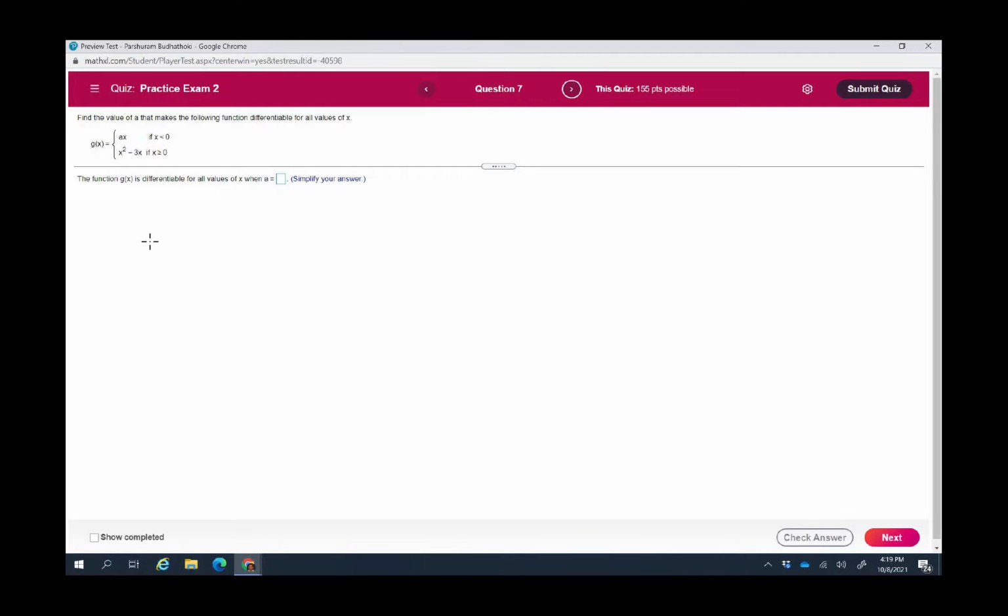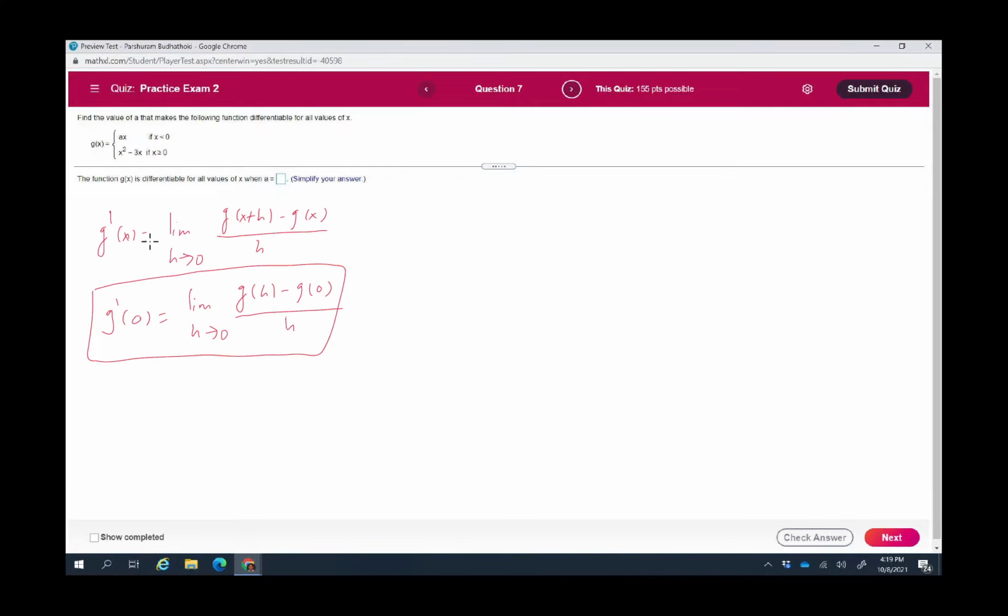To solve this problem, first of all, understand the meaning of differentiability. There is a definition. A function g of x is differentiable, and this is the definition, if this limit exists. At this point we would like to find out whether this function is differentiable at 0, so we just have to replace x by 0 here.